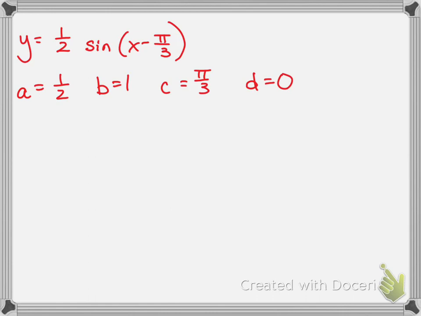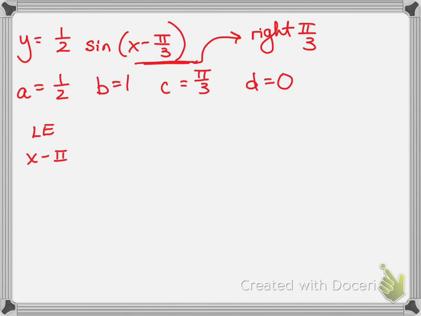When the period isn't affected, you can just think about that. You can just think about shifting it right pi over 3. You don't have to go through the whole left endpoint, right endpoint thing, but you can. So if you'd like, you can do left endpoint is x minus pi over 3 equal to 0, which does put us starting at pi over 3, which is what this right shift would have done.